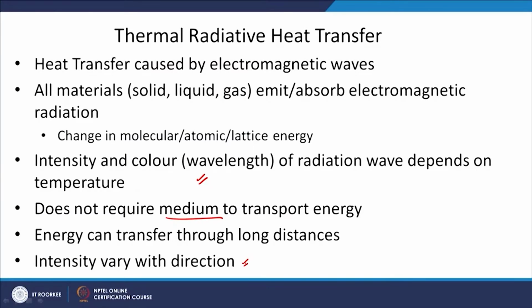The third aspect that makes radiation different is the intensity variation with direction. So, radiative heat transfer depends on direction. If you look at a heated metal plate normal to the surface of the plate, it looks different in brightness, while the same plate when held at an angle appears at a different intensity, a different brightness.